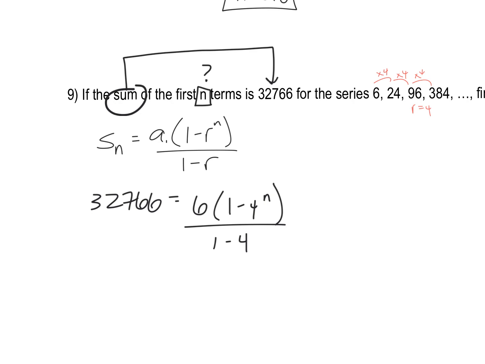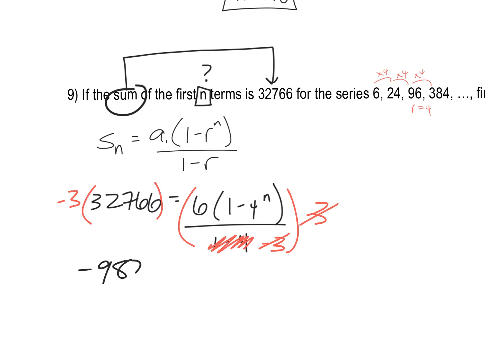Okay, so first of all, I think I can probably change this into negative 3. That's going to make it a little bit more simple. And I'm probably going to times both sides by negative 3 in order to cancel the negative 3. So this is basic algebra so far. Hopefully I haven't lost anybody. This takes me to negative 98298 equals 6 times 1 minus 4 to the n.